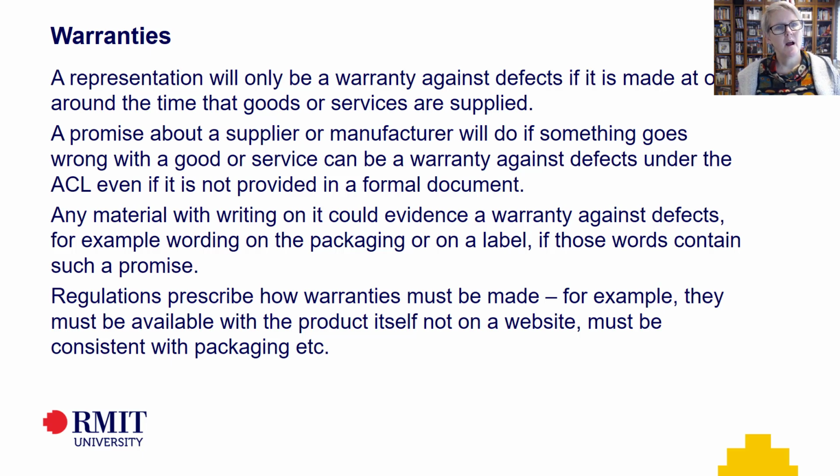So to finish up, a representation will only be a warranty against defects if it's made at or around the time that the goods or services are supplied. A promise about what a supplier or a manufacturer will do if something goes wrong with a good or service can be a warranty against defects under the Australian Consumer Law, even if it's not provided in a formal document. Any material with writing on it could evidence a warranty against defects, for example, wording on the packaging or the label if those words contain that kind of promise. And the regulations prescribe exactly how the warranties need to be made. For example, they must be available with the product itself, not on a website, and must be consistent with packaging.